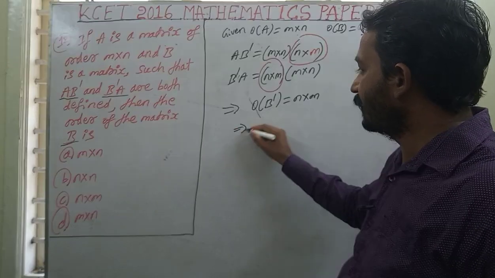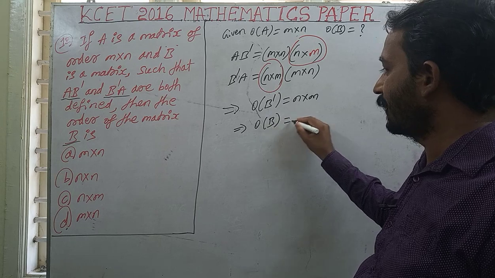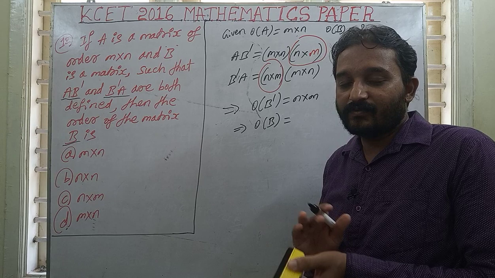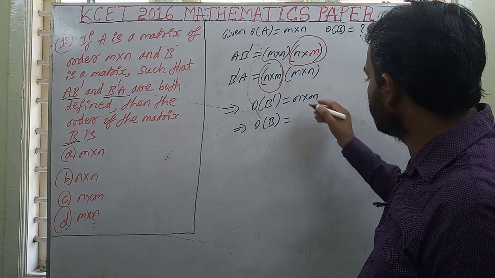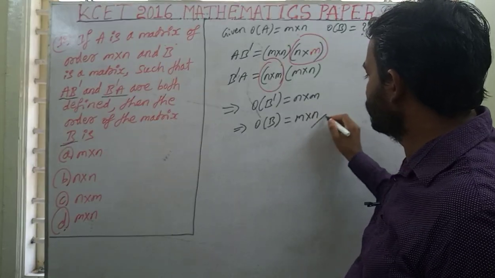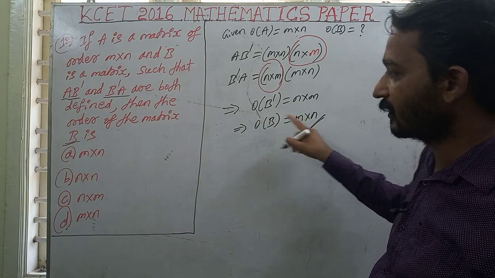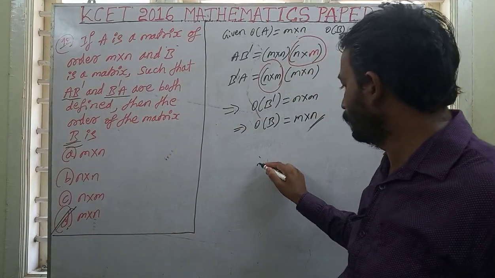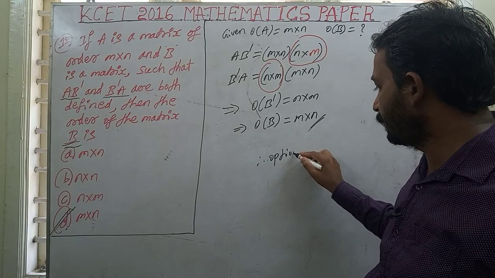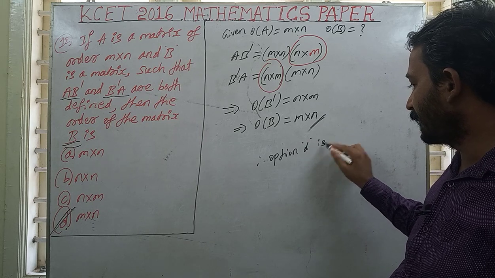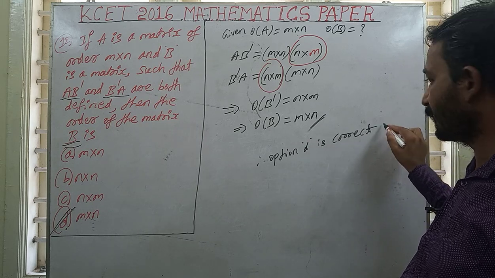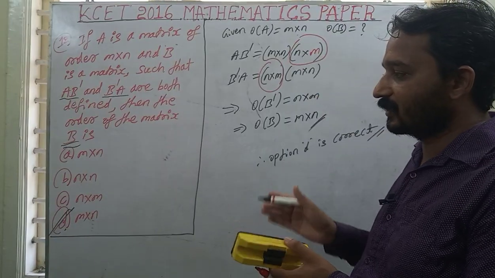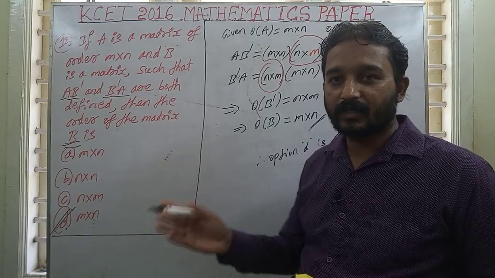So this implies the order of B is just the transpose matrix. It means the rows and columns are interchanged. So here m cross n. So the order of B is m cross n. We have to find the order of B, correct? So m cross n, nothing but option D is correct. Therefore option D is correct. So it is an easy question. All the students solve this question easily because they have already solved this question in the NCERT textbook. Okay, so take note.